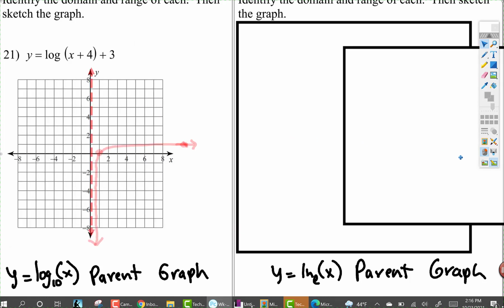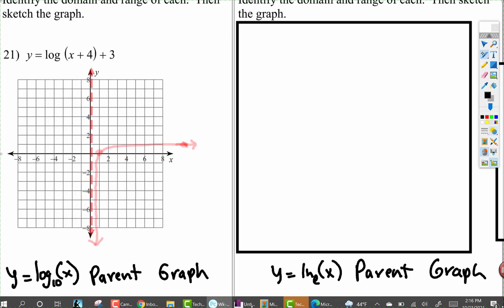Okay, so let's start with showing you this one. This is what the parent graph looks like. Notice with exponential graphs, there was a horizontal asymptote, and now remember logs and exponentials are inverses. The inverse of a horizontal asymptote is a vertical asymptote. So e to the x, or 2 to the x, has a horizontal one, and log of x has a vertical, right?